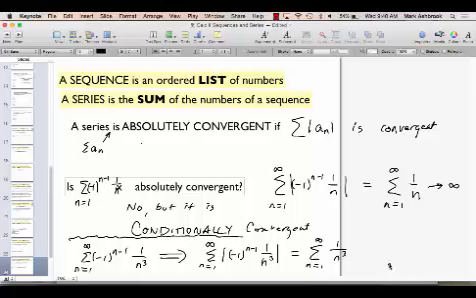So what about this? 1 over n cubed. Convergent or divergent? I hear some people saying divergent. This is a convergent p-series. p is greater than 1. p is 3. This is convergent. Therefore, the original one is absolutely convergent. It doesn't need the alternating effect to help it. Even without the alternating effect, it will converge.